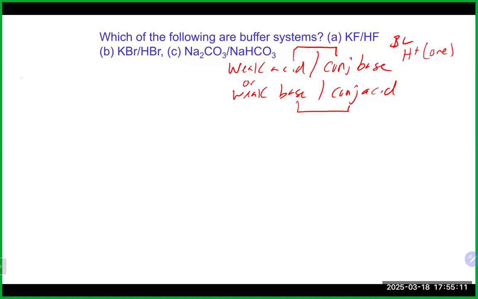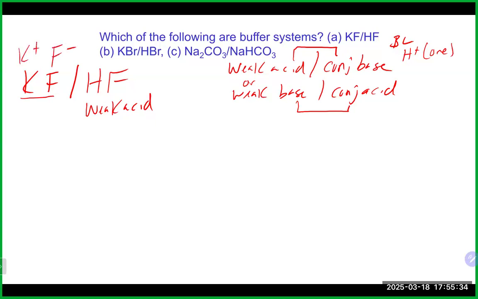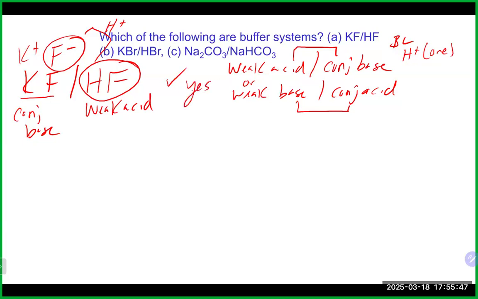So when we look at KF and HF, this is HF, which is a weak acid. And by the way, I know that because by process of elimination, it's not one of the 6 strong acids we talked about. So again, knowing those 6 strong acids is quite important. This is KF, which is a salt, which really is K plus and F minus. And that looks related to each other by a difference of 1 H plus, and that would be its conjugate base. So I'm going to say yes, that would be a buffer in this case.